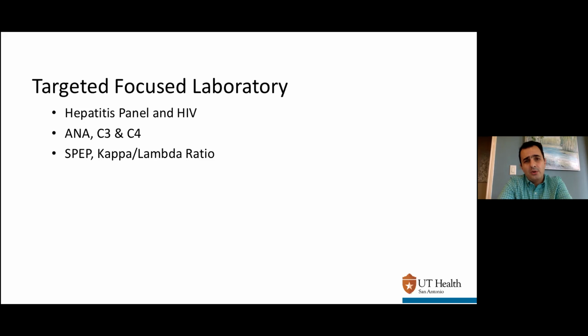So I don't routinely order a lot of labs like ANCA and double-stranded DNA and other things. This is where I start: urinalysis, ultrasound, and hepatitis panel and HIV; ANA, C3, C4 for patients with proteinuria and hematuria; and SPEP and kappa lambda ratio for older patients with anemia and hypercalcemia.